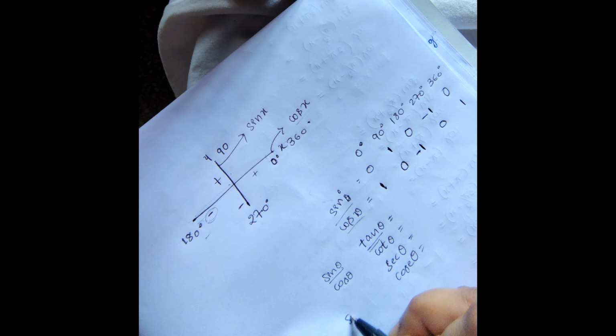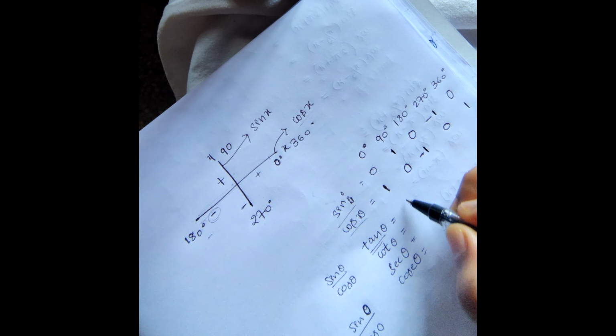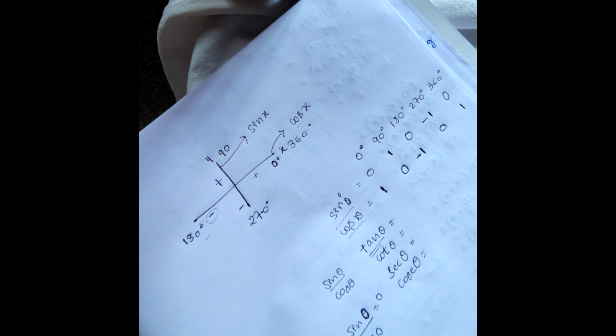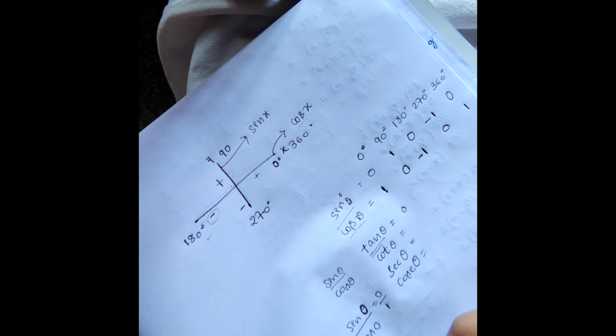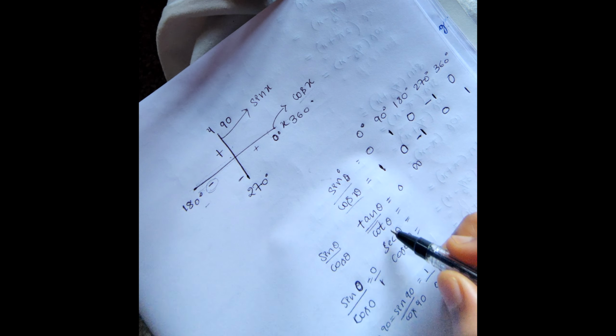Tan 0 means we have to write sine 0 divided by cos 0. What is sine 0? 0. What is cos 0? 1. 0 divided by 1 is 0. Similarly, tan 90. Tan 90 means sine 90 divided by cos 90. What is sine 90? Sine 90 is 1. Cos 90 is 0. 1 divided by 0 is not defined, we will write it as infinity. It's very simple, right?